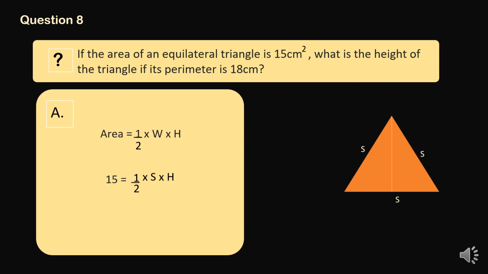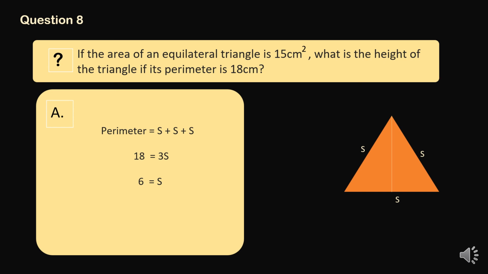Starting with the equation of the area of a triangle, it should equal half times width times height. Using numbers, this means 15 equals half times s times h. Looking at this equation, I have 2 missing pieces of information. This means to solve this equation, I must find another equation. My second equation will have to be the equation of the perimeter.